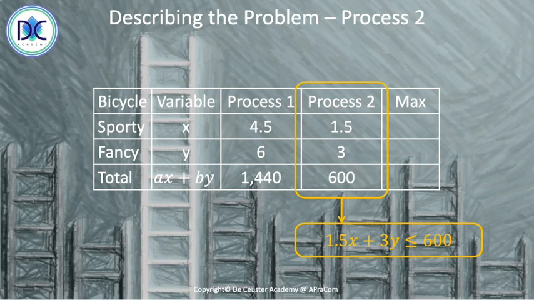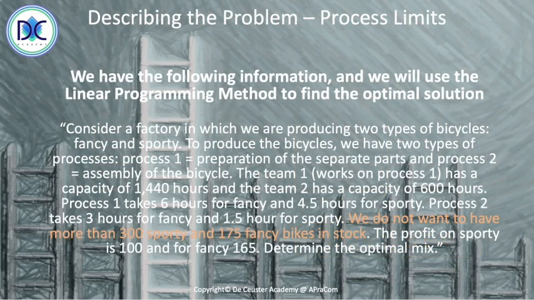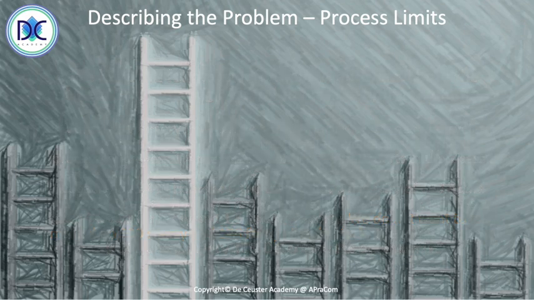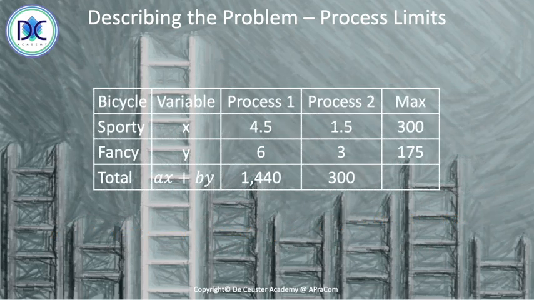The next thing are the process limits. We have some limits that we have. We do not want to have more than 300 sporty and 175 fancy bikes in stock. So we have to add this element to our table. We have a maximum here, sporty 300 and fancy 175. So here we have to say x has to be smaller than 300 and y has to be smaller than 175. Now we can put all the equations together.